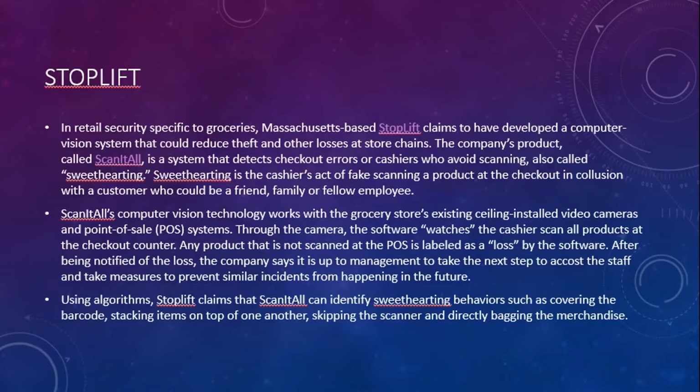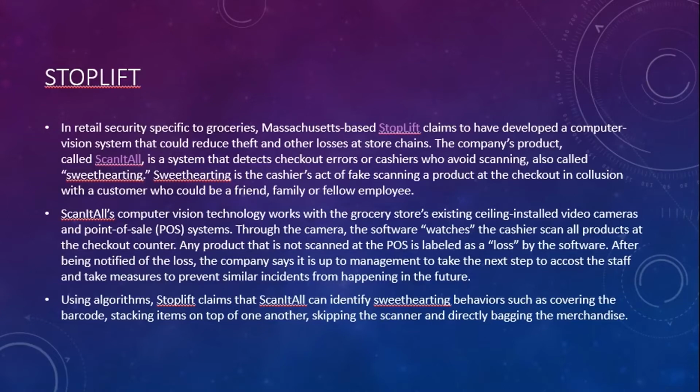And the person will just walk out of the shop freely. So Scan It All computer vision technology works with the grocery store's existing ceiling-installed video cameras and point of sale systems. Through the camera, the software watches the cashier scan all products at the checkout counter. Any product that is not scanned at the POS is labeled as a loss by the software. So after being notified of the loss, the company actually says it's up to management to take the next step to accost the staff and take measures to prevent similar incidents from happening in the future.